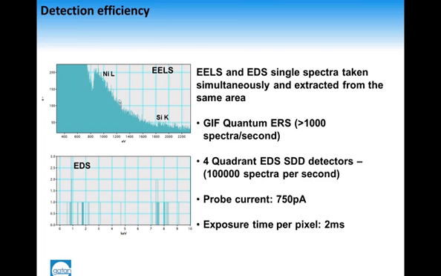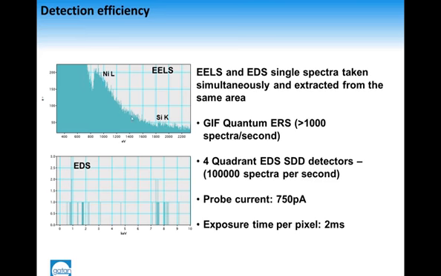Detection efficiency. This data was again acquired simultaneously using GIF Quantum ERS for EELS and the 4-quadrant EDS detectors. So we know that the acquisition of EDS spectra can go up to 100,000 spectra per second. But is that fast enough? Is it a good speed?